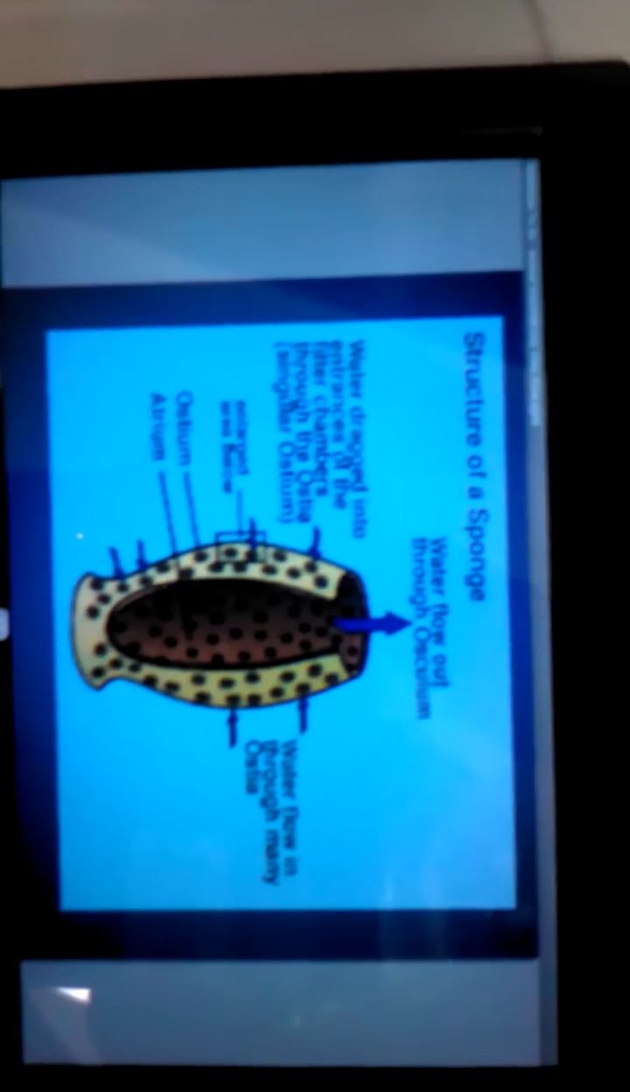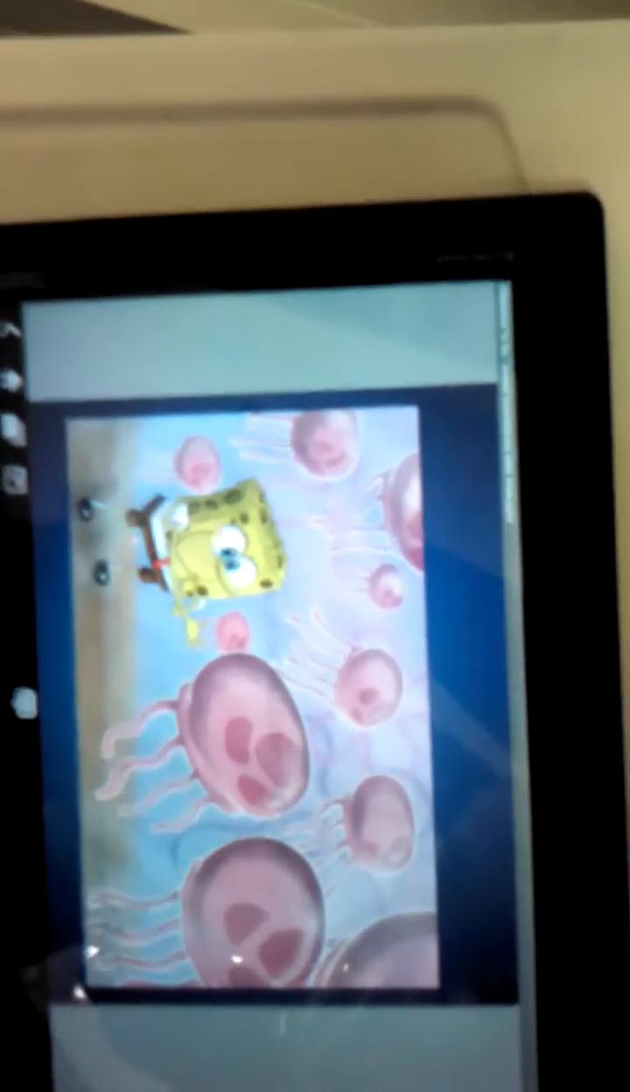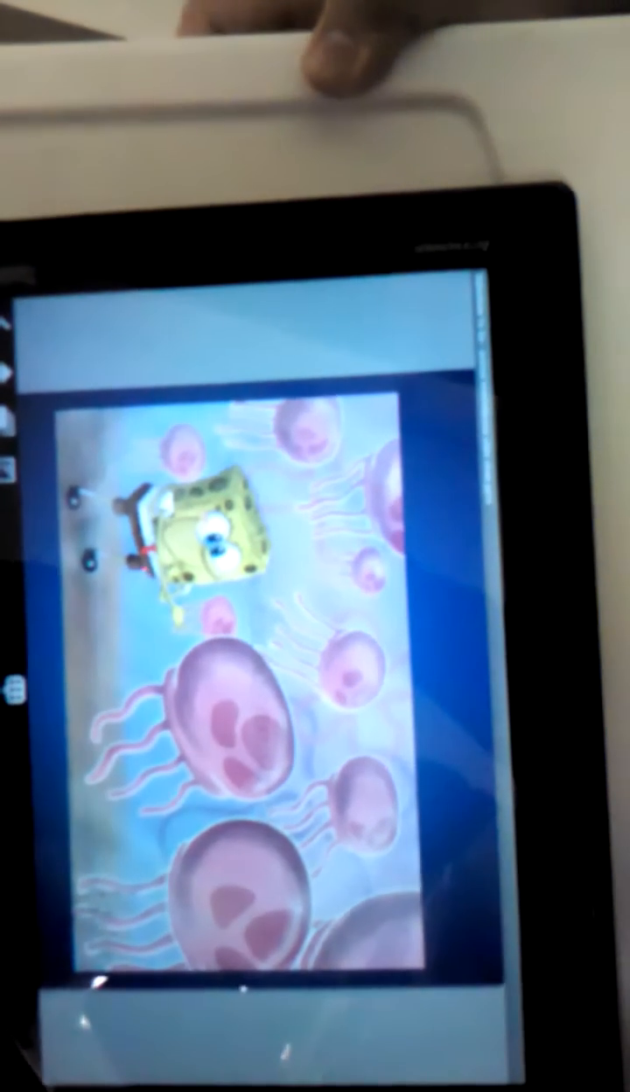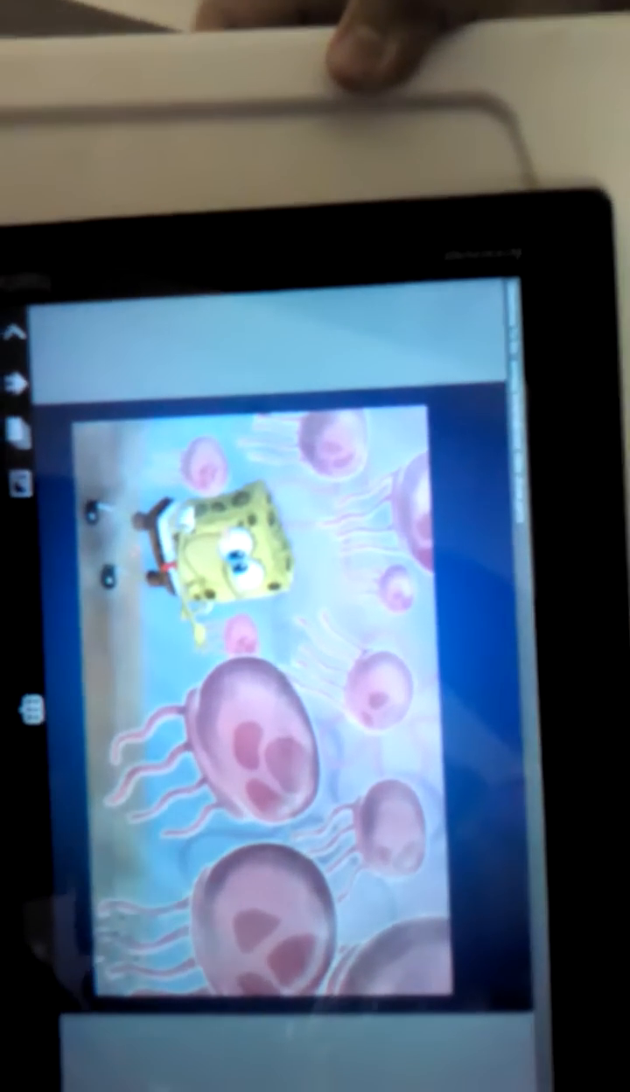Sponges are hermaphrodites. They can produce both sperm and eggs, but not at the same time. They release gametes into the water to find each other. Sponges can also reproduce asexually by fragmentation.